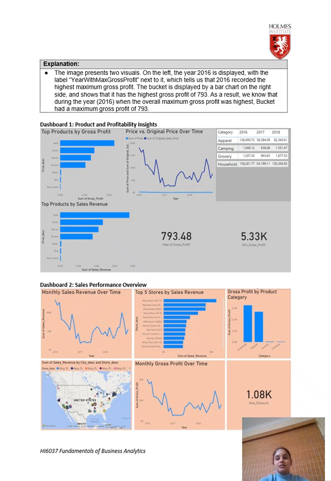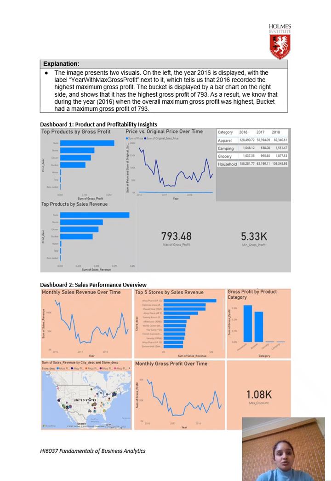And now there is a summary of all these things, a breakdown of gross profit by the categories, which are apparel, camping, grocery and households across these years. And the maximum gross value is 793.48, and minimum gross profit is 5.33k. So this is all about dashboard one, which explains product and profitability insights.